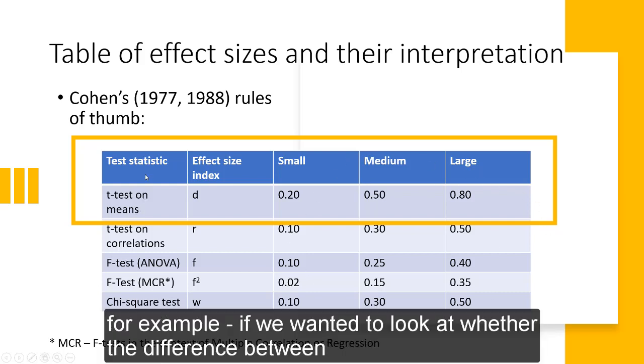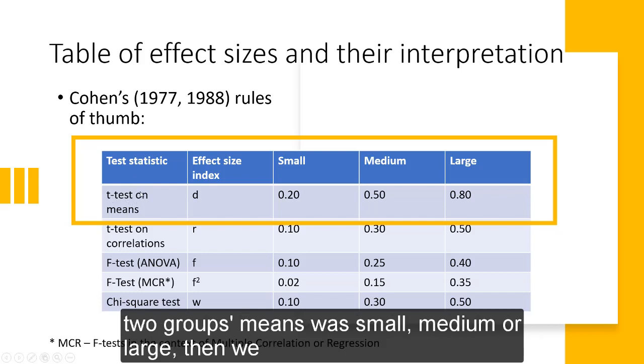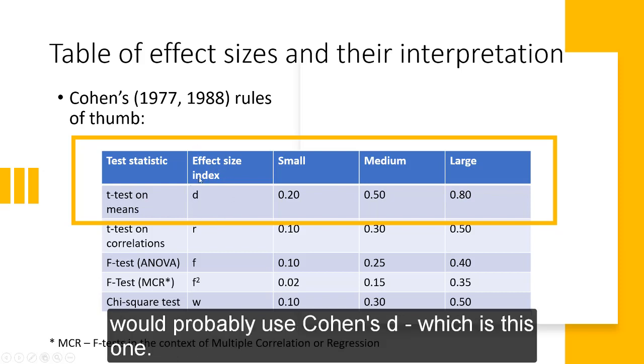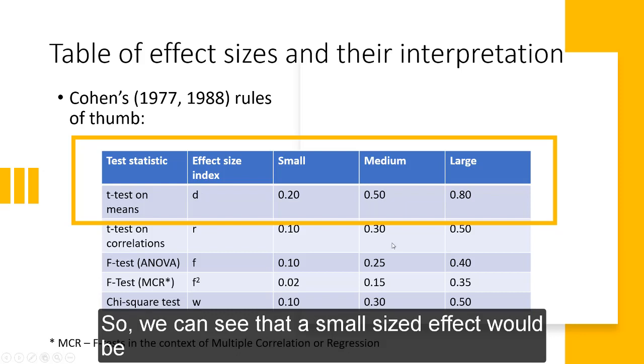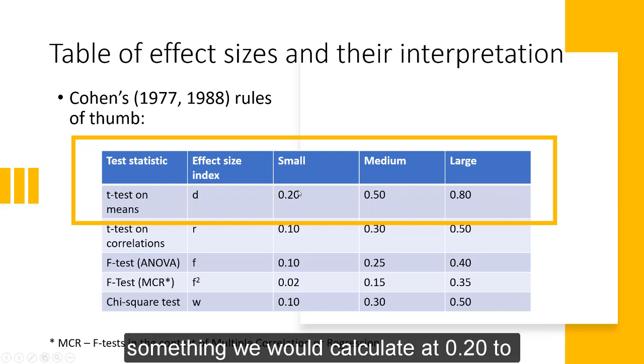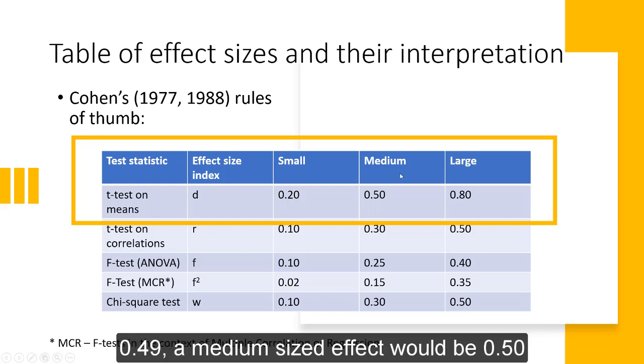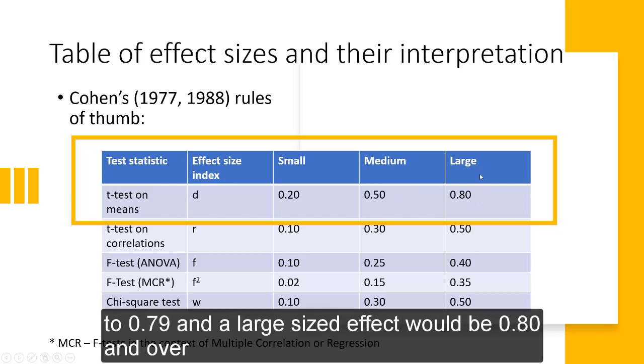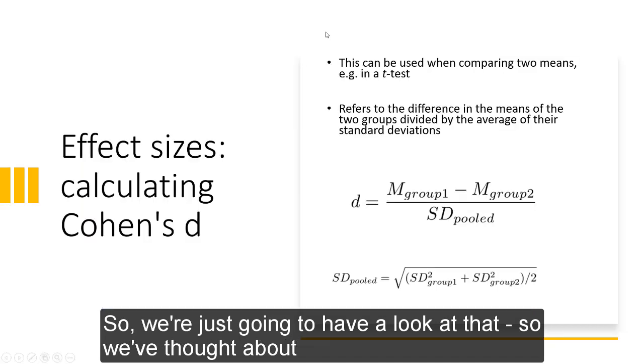So, for example, if we wanted to look at whether the difference between two groups' means was small, medium or large, then we would probably use Cohen's d, which is this one. A small sized effect would be something that we would calculate at 0.2 to 0.49. A medium sized effect would be 0.5 to 0.79, and a large sized effect would be 0.8 and over. So we're just going to have a look at that.